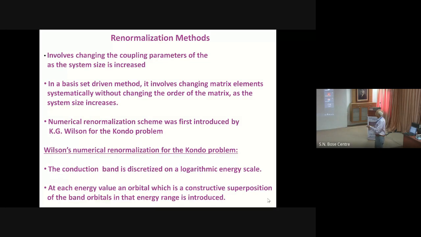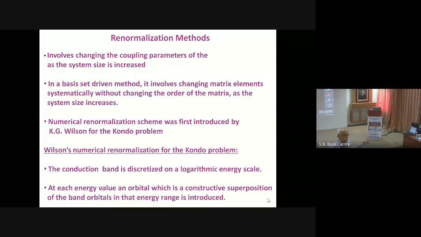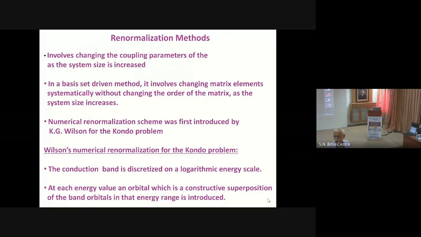A method like DMRG involves changing matrix elements systematically without changing the dimensionality of the matrix. So if the dimension of the matrix is a million by a million, it will continue to be a million by a million even if you deal with a 20-site fermionic problem or a 24-site fermionic problem and so forth.